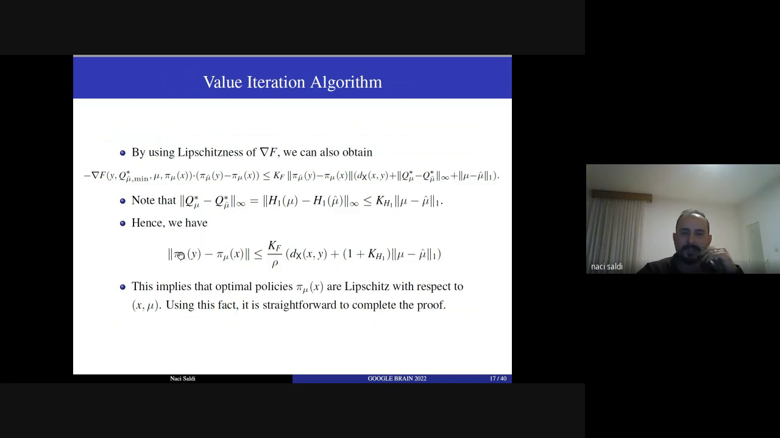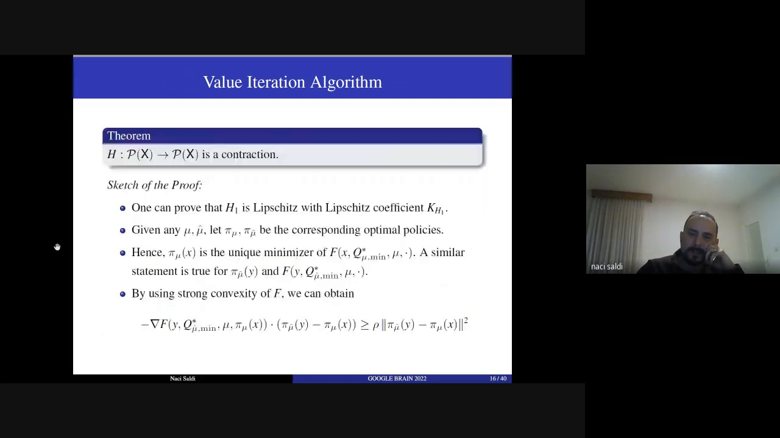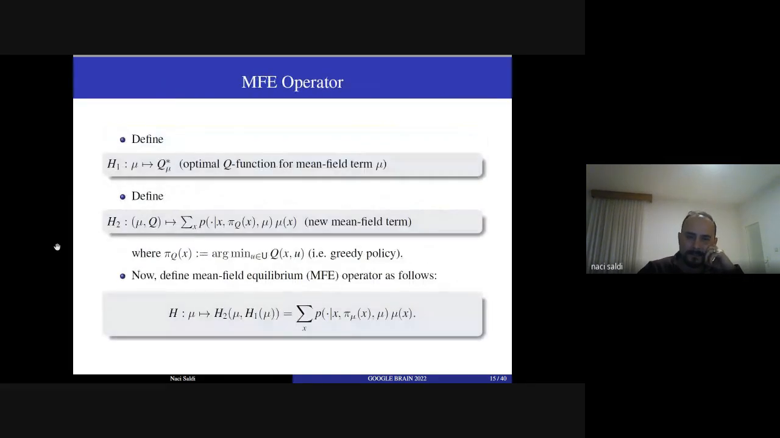And this inequality indeed implies that optimal policies are Lipschitz continuous with respect to state as well as the mean field term. And this is indeed the most important part here. Normally in Markov decision theory, we don't require this. In general, in Markov decision theory, we prove that the optimal value function or the Q function is Lipschitz continuous.